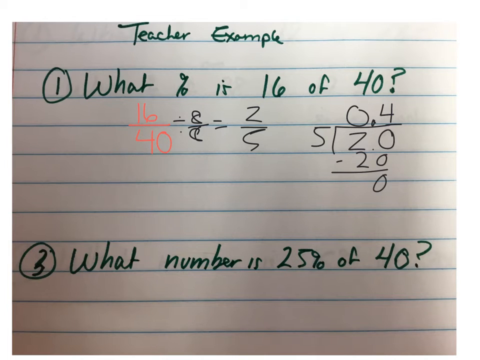And to make it into a percent, I know the percent is on the right side, so I need to go 1, 2. It is 40%. 16 is 40% of 40. Next one, last one for teacher example.